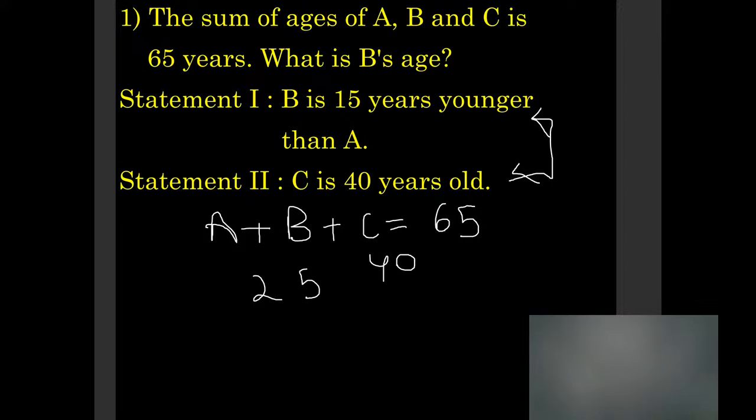From statement 1, we can say that B is 15 years younger than A. If you take A's age as X, then B's age will be X minus 15, that is, 15 less than A. Now the sum of A and B is 25, so X plus X minus 15 is equal to 25. If minus 15 goes to the other side, it becomes plus 15. So 2X is equal to 40, then X is equal to 20.